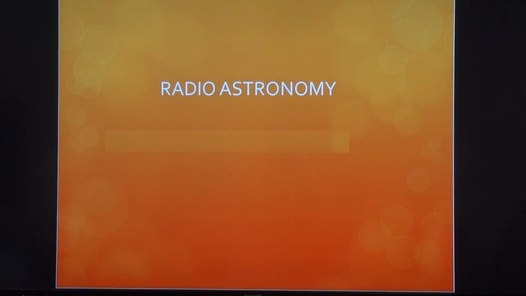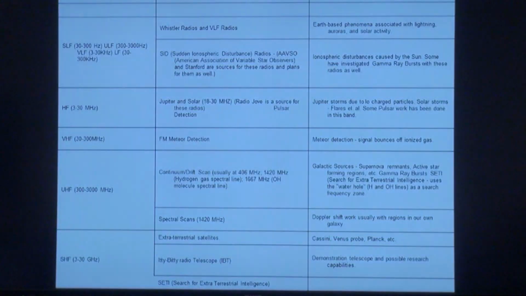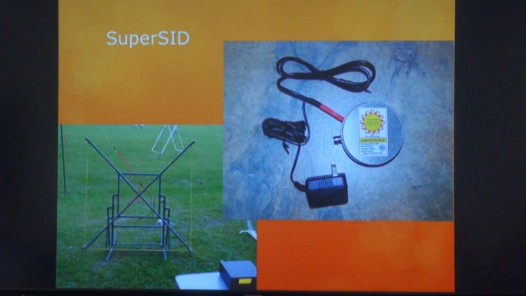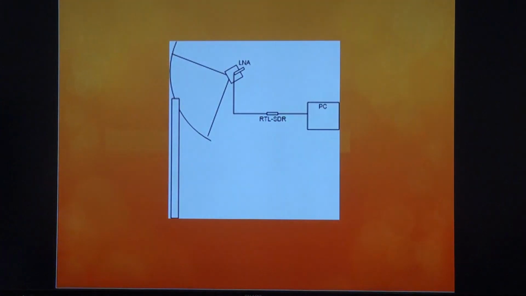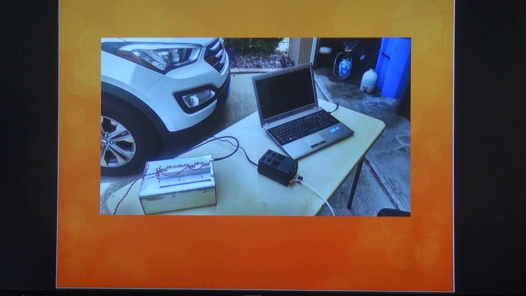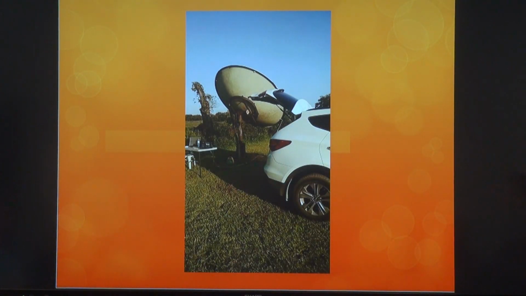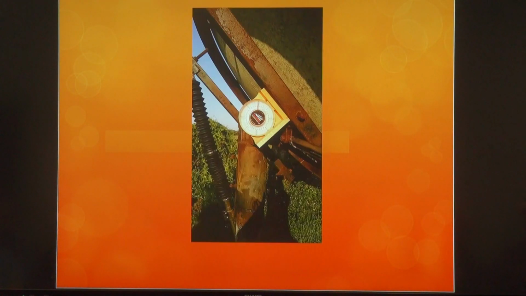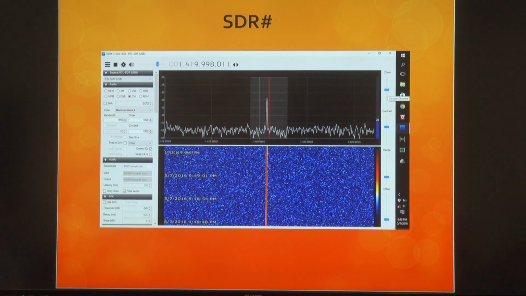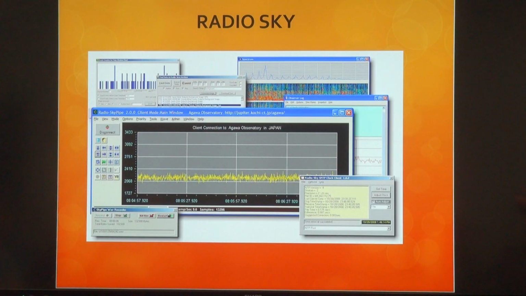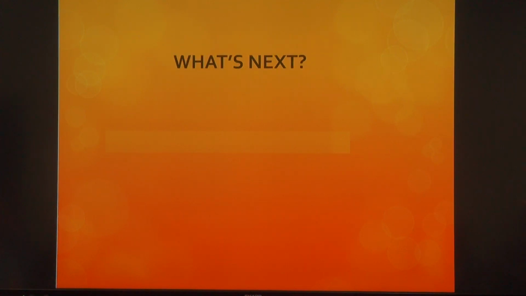Okay, that's with everything set up. My inclinometer. The software that we use, there's something called SDR Sharp, Radio Sky, 2 or 3 other things. Drift Scan, okay, that's where we were.